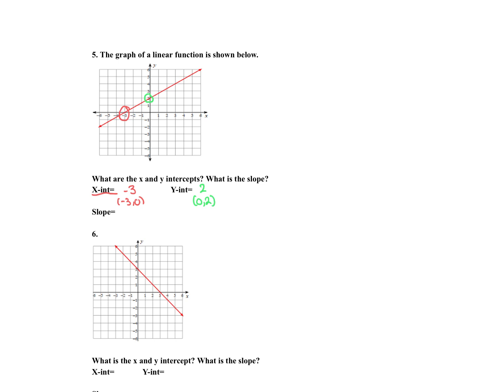And then I can count my slope between them. So draw your little triangle. And I'm going to rise up 1, 2, so a +2. And then I run 1, 2, 3. So slope is my rise over my run. My rise was 2. My run was 3.